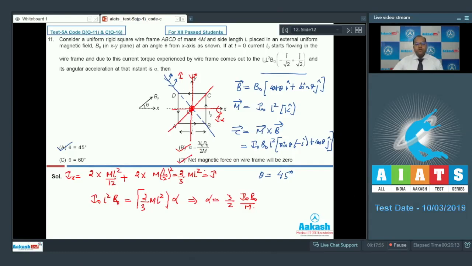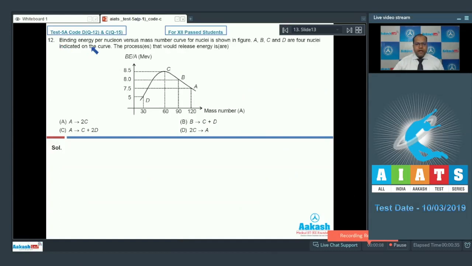Let's move to question number 12. Question number 12, binding energy per nucleon versus mass number curve for nuclei is shown in figure. A, B, C and D are 4 nuclei indicated on the curve. The processes that would release energy are: So if I calculate, then binding energy of A is equal to 120 into 7.5.